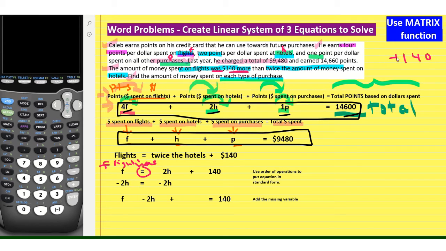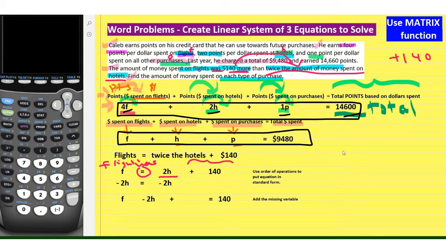140 more means plus 140, and we see that right here, plus 140. But it's going to go on the end of our equation. Well, it's more than what? It's more than twice the money spent on hotels. So more than 2 times the hotels. So that is going to give us our third equation, except that it's a little bit out of order.